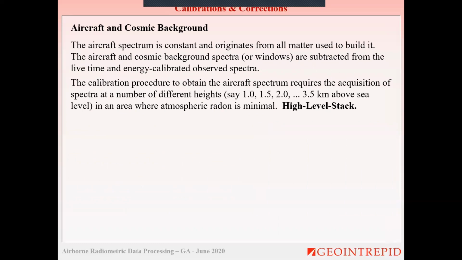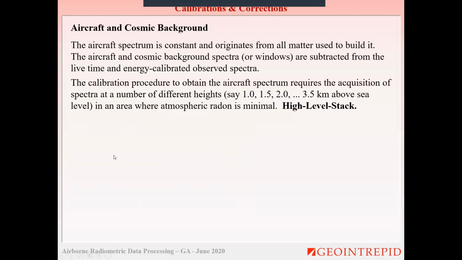Aircraft and cosmic background is fairly easy. That refers to the high-level stack. The aircraft spectrum is constant and originates from all matter used to build the aircraft. The main source of radiation is the night vision of the instruments actually in the aircraft, and the cosmic background is scaled with the incoming cosmic counts. So what you do, you fly at various heights above the ground, preferably water. You don't want to have any radon or dust or any other radioactive material during that high-level stack. So you fly as high as you can, 1 kilometer to 3 or 3.5 kilometers above sea level, in an area where atmospheric radon is minimal.